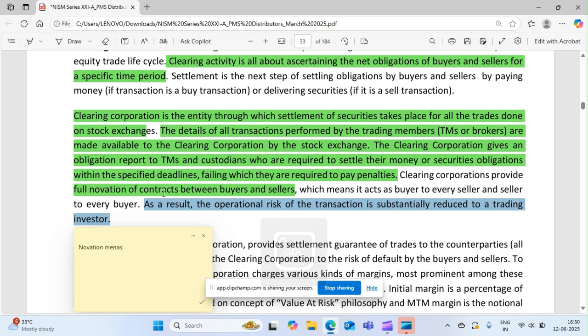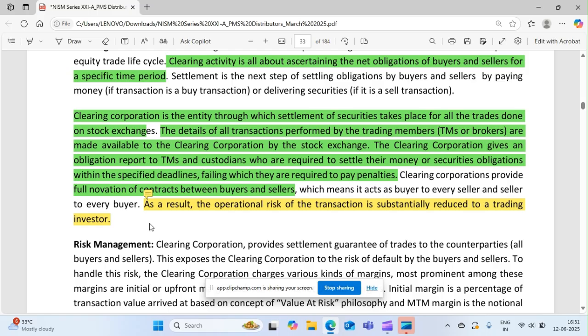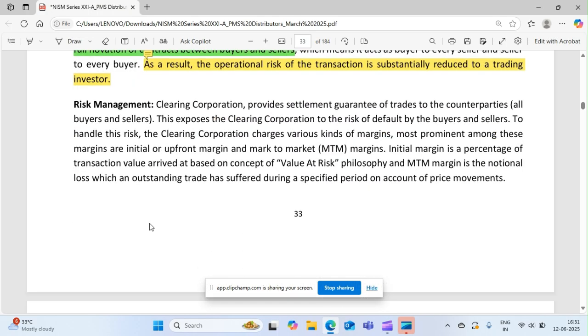Novation means clearing corporation, which is CC, acting as a counterparty to the trade. And what is the objective of it? To reduce default risk. Okay, so you are reducing default risk through novation. Novation is a term that you must know, right? Do not forget the term novation. Clearing corporation does the risk management so that none of the parties should fail in the transaction.